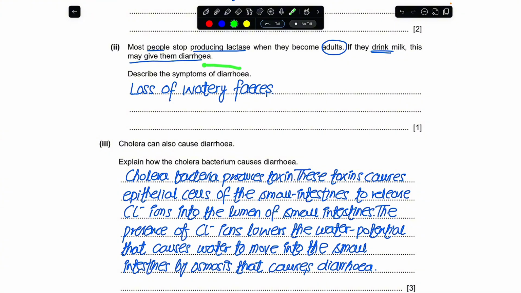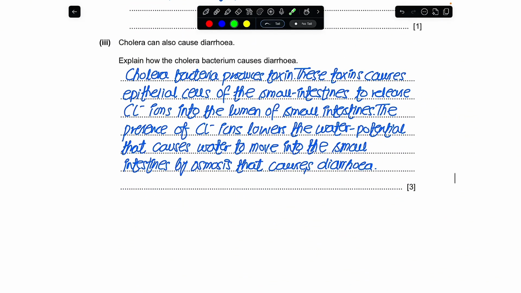But they wanted us to describe the symptom of diarrhea, so we know that this would be the loss of watery feces. If I come here in the context of this diarrhea, they say that cholera may be the cause of it, and they want us to tell them how the cholera bacteria cause diarrhea.